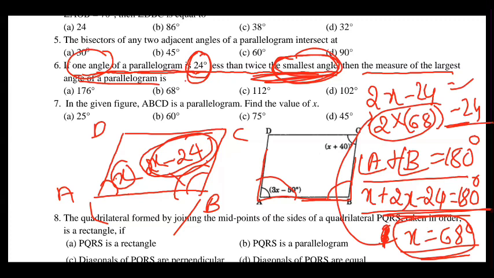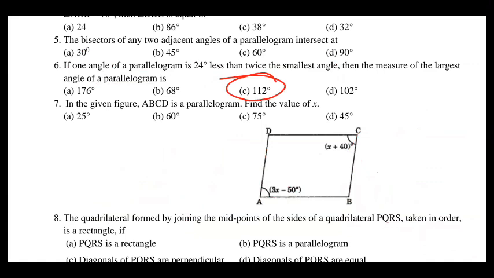What is the answer to this, Peter? Option C. What is the answer, Peter? Come on, tell me the degree. 112. So it is 112 degrees, right? The largest angle. Which is the option? It is option C again. Okay. So all of this was option C itself, right? Yes. No, no. For this one, it was D. Okay, okay. No problem.